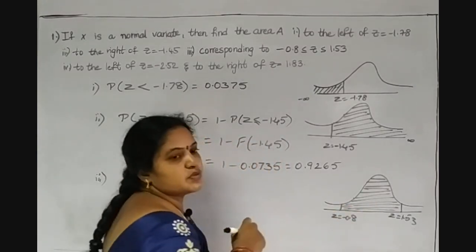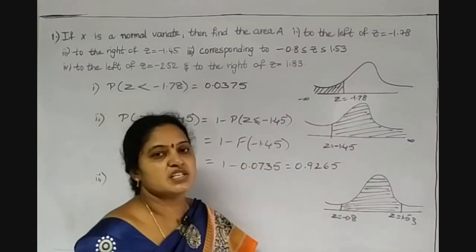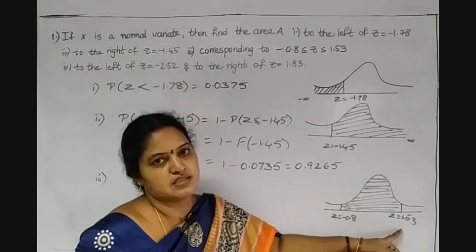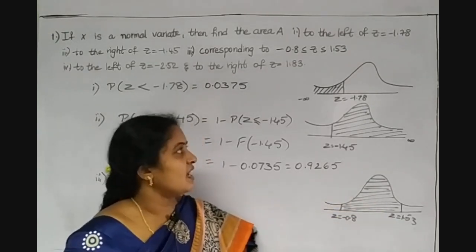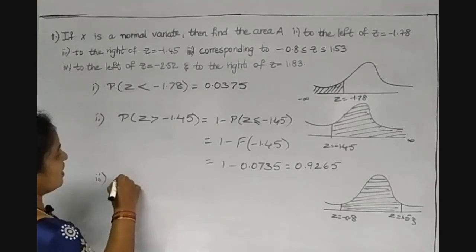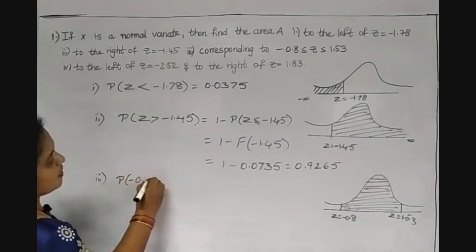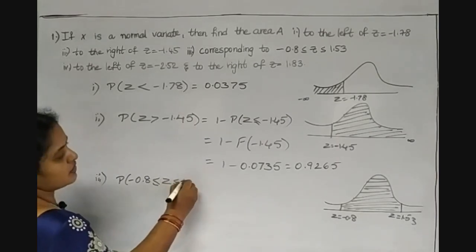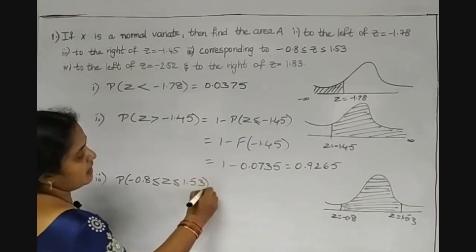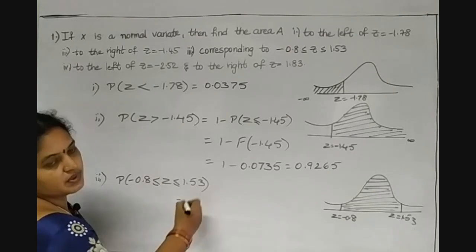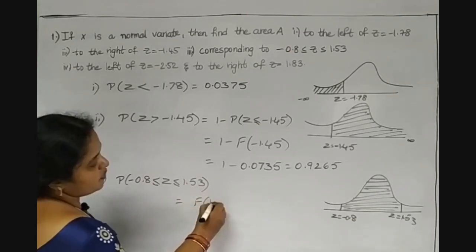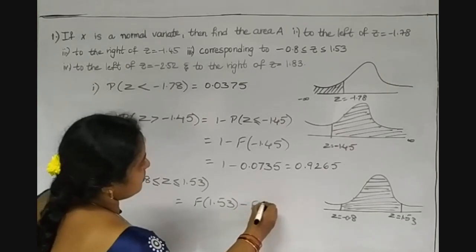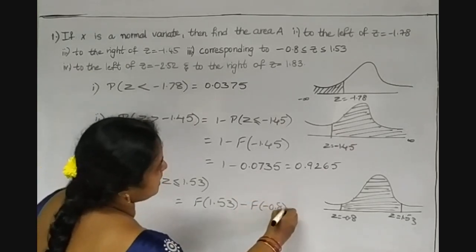The values present in the distribution tables are from minus infinity up to this point. So we will write it as P of minus 0.8 less than or equal to Z less than or equal to 1.53. This is equal to F of 1.53 minus F of minus 0.8.